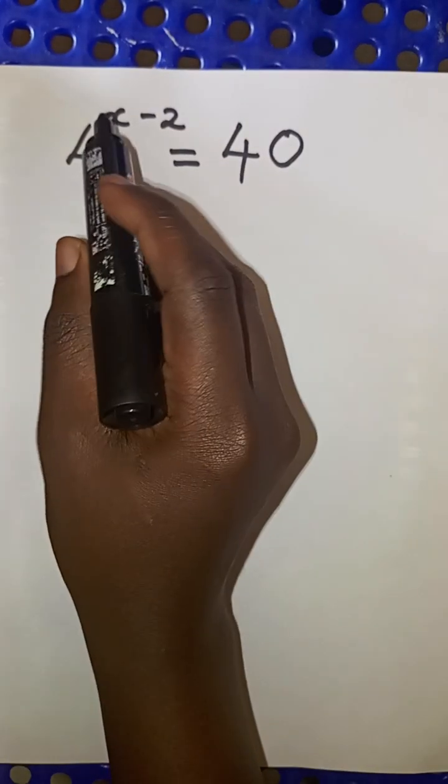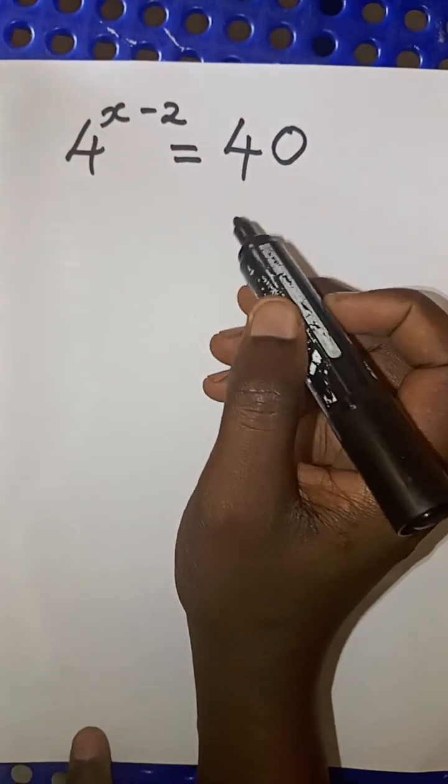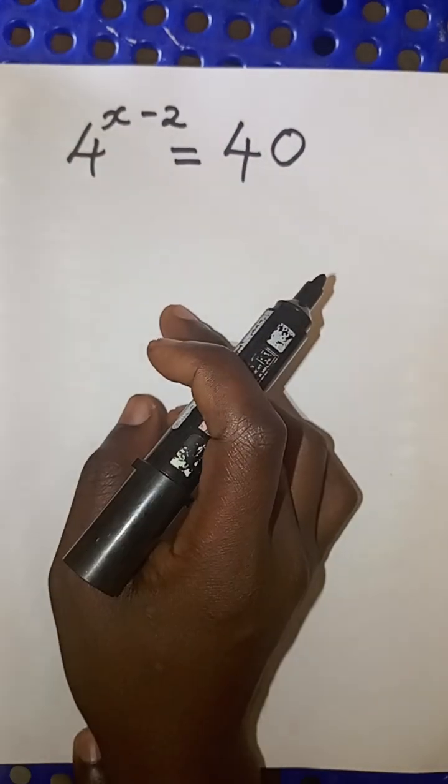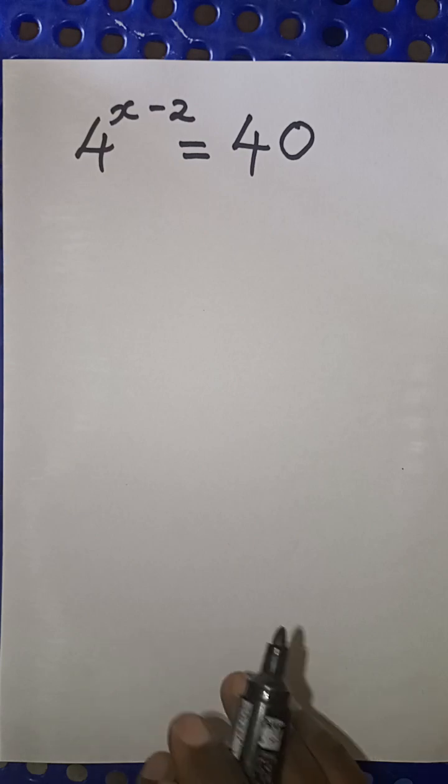Given that 4 raised to x minus 2 is equal to 40, we are told to find the value of x. So I'm going to take you through step by step up to the final solution.